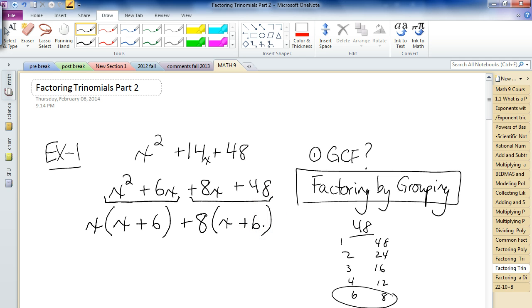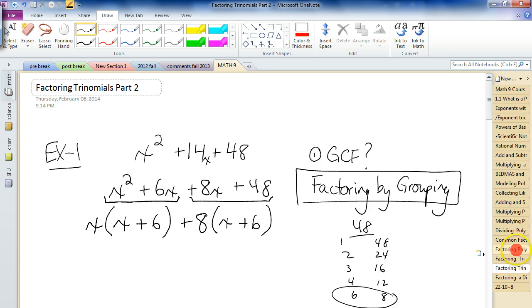Now from here, what is a common factor I can pull out? Some of you are thinking, what? This looks kind of ugly here. But remember, this x is multiplying that term there, and this 8 is multiplying that term there. It's nothing special.